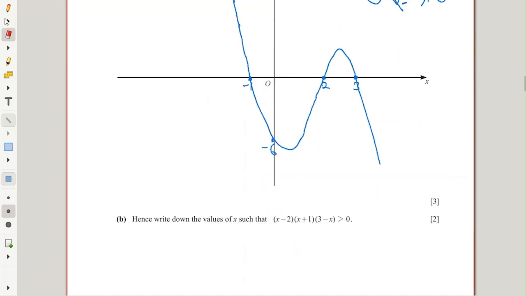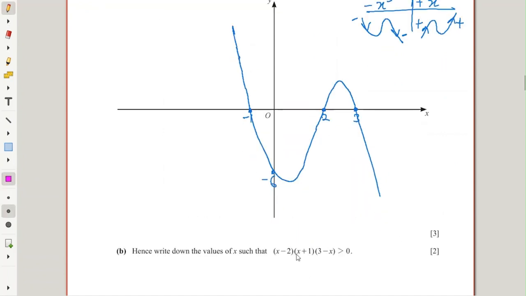All right. Now, when you are done, you are being asked to do one simple thing. They say hence write down the values of x. Whenever I see hence, that means you're supposed to use your previous answer. So yeah, I'm going to use the graph. So here, f of x is greater than 0. So they are referring to the part of the graph that is greater than 0. This side and this side.